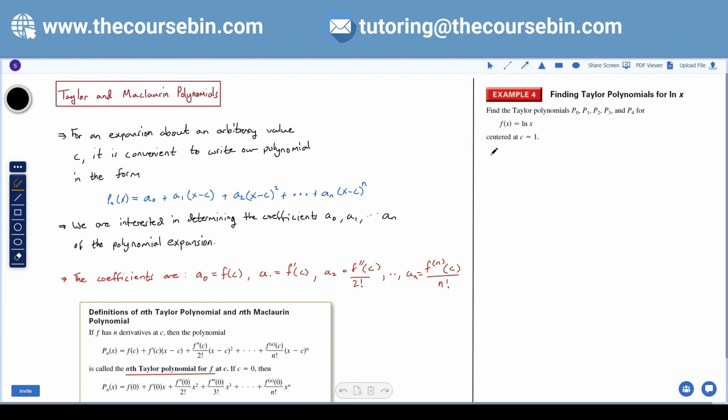So we'll start at f of x, right? So f of x is just natural log of x. And since we're centering at c is equal to 1, that means we also need f of 1. Right? And remember, natural log of 1 is just equal to 0.